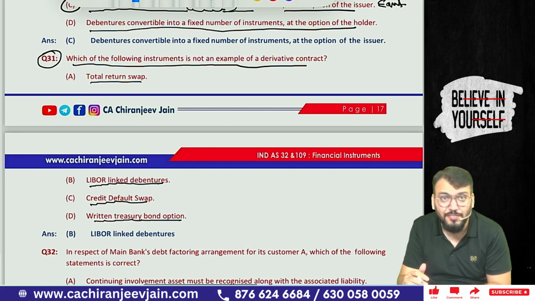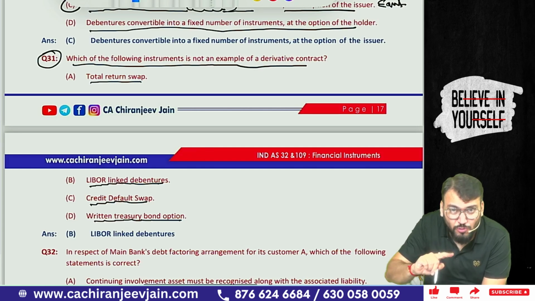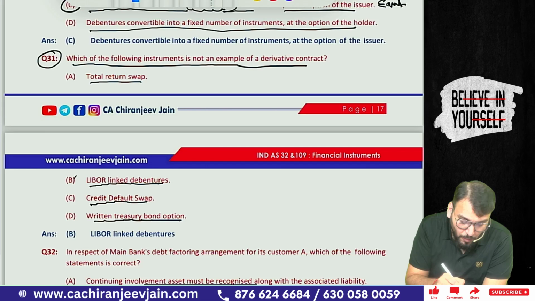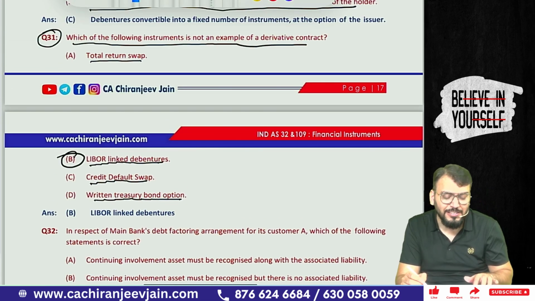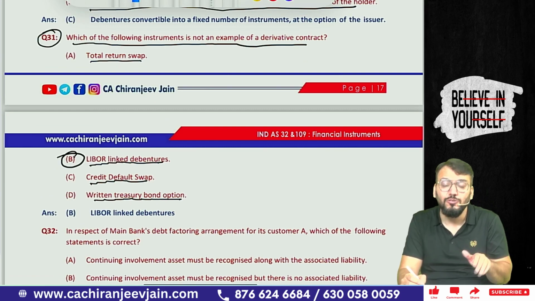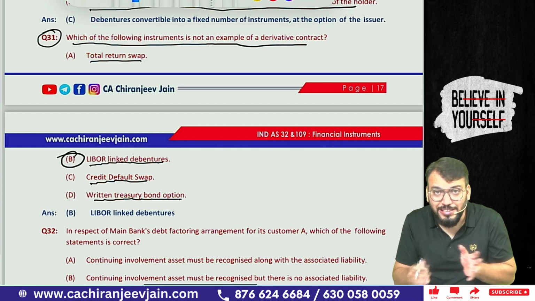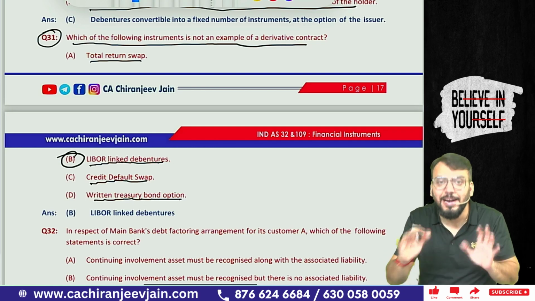From AFM knowledge you will be able to understand total return swap, credit default swap. Whenever there is a swap arrangement, that is nothing but derivative. Return bond, return treasury bond will also be derivative. So option number B is not an example of derivative. For this question 31 you need to apply a little bit of the concept of AFM. In AFM you will deal with derivative more in detail about the theoretical part, I will say.